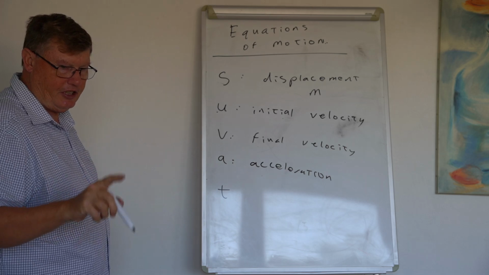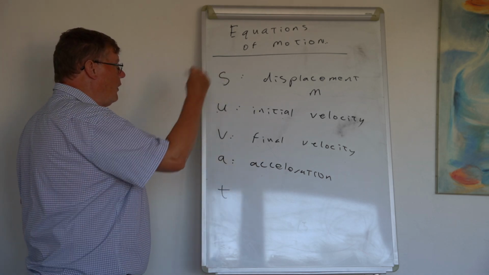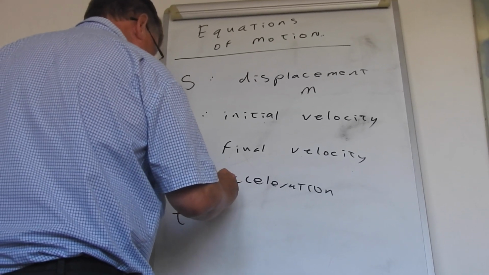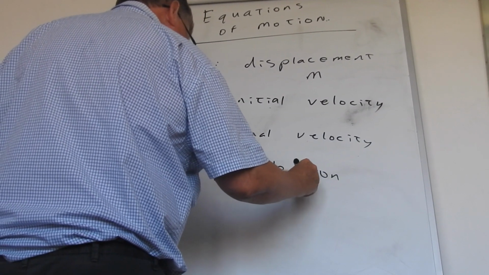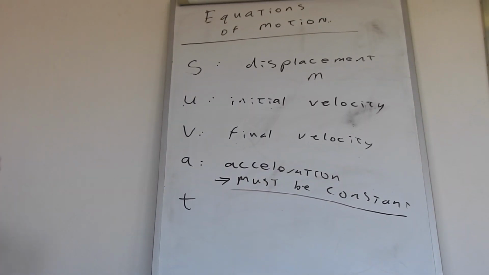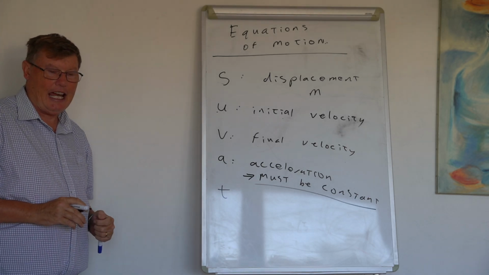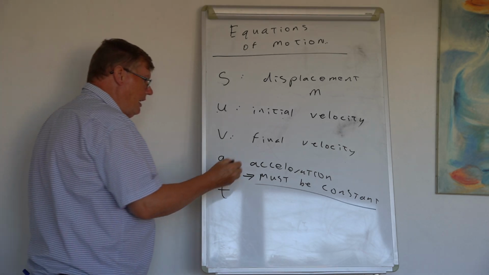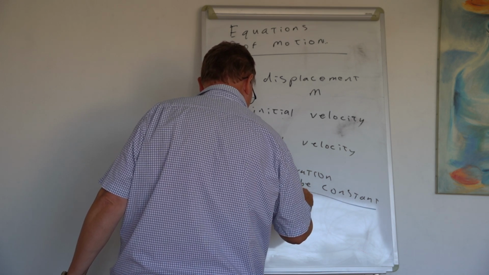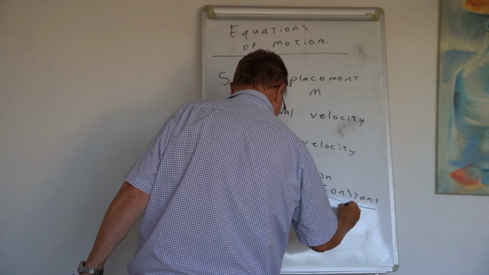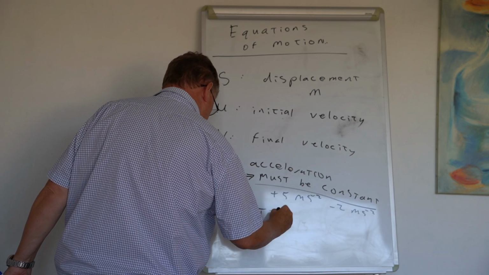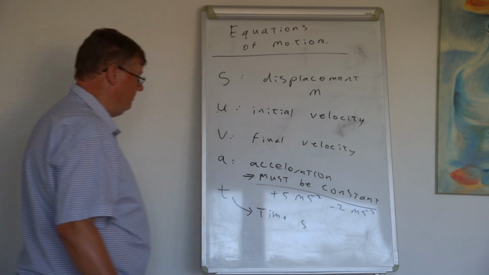And here is the single most important thing. For all of the equations of motion that we are going to do, they only work if the acceleration is constant. If you are told the acceleration is changing, you cannot use any of these equations at all. They don't make any sense. Acceleration can be any number, but it must be constant. And so an acceleration would typically be plus 5 ms to the minus 2 or minus 2 ms to the minus 2. T, finally, obviously, is time, and we usually use seconds for time.